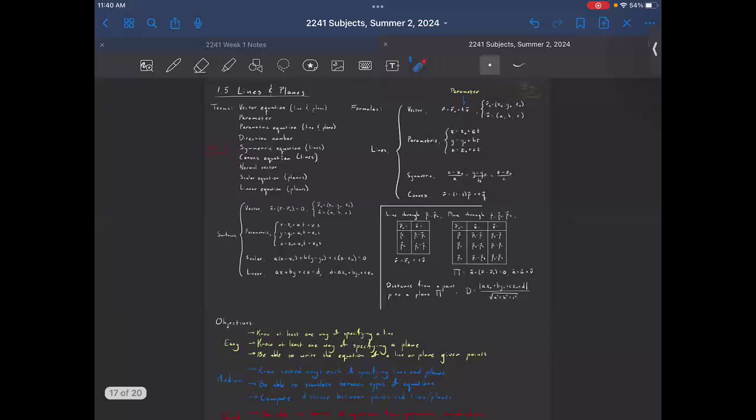Okay, so that is our overview of section 1.5. In the next video, we will cover some examples of computing equations of lines and planes.